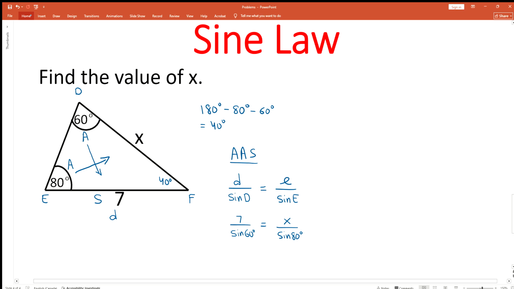We can isolate x on the right side of this equation by cross multiplying sine 80 degrees to the left side of the equation. I get 7 over sine 60 degrees times sine 80 degrees equals x. 7 divided by sine 60 degrees is equal to 8.0829 rounded to 4 decimal places.